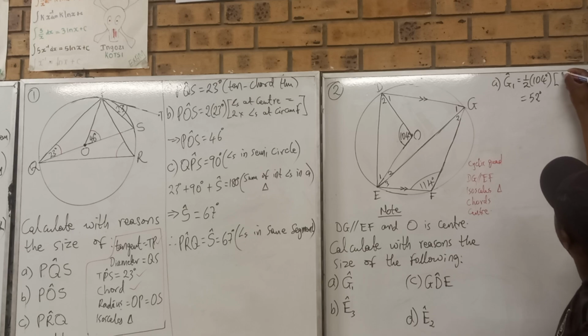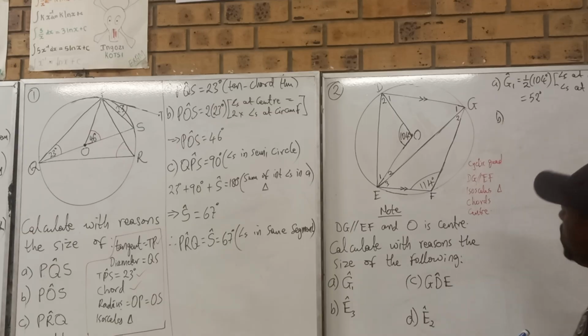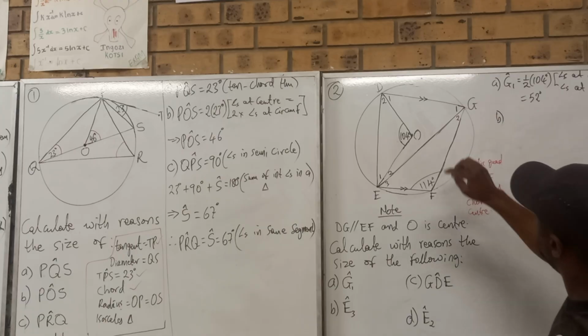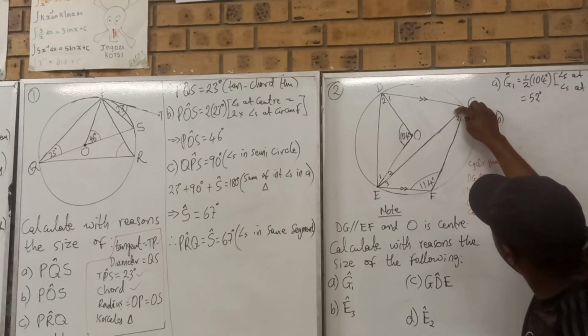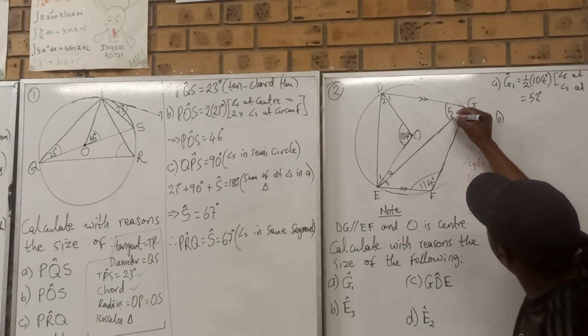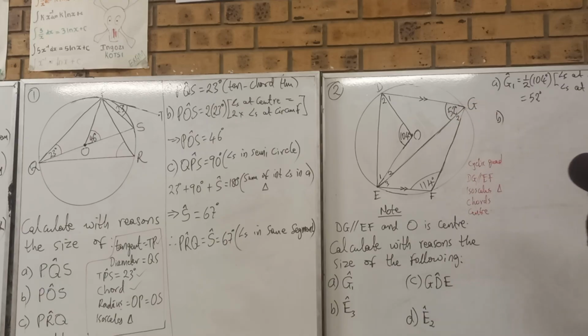So my reason is: angle at the center is equal to 2 times the angle at the circumference. That is how I get my G1. Just like in the other problem, if I succeed in calculating an angle, it's advisable to go to that position and put that angle there, because it will help you see the next calculation. So the way we've got G1, I'm now putting my 52. Now we look at the next.